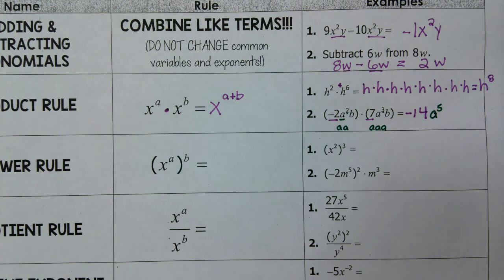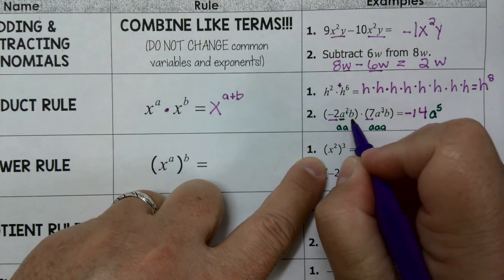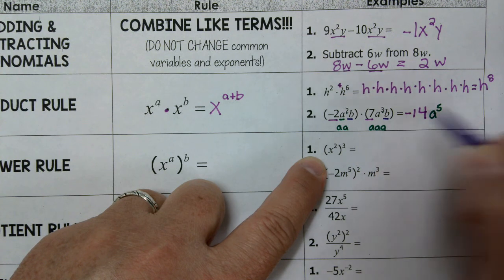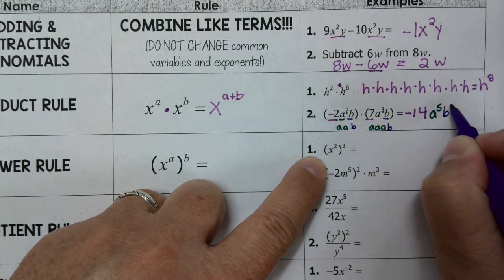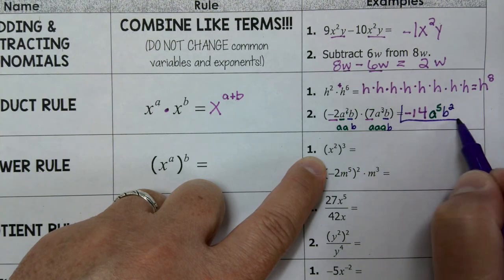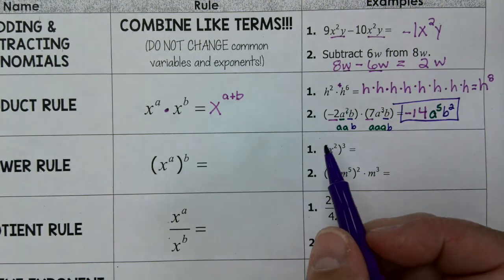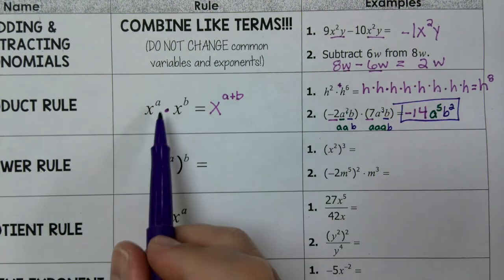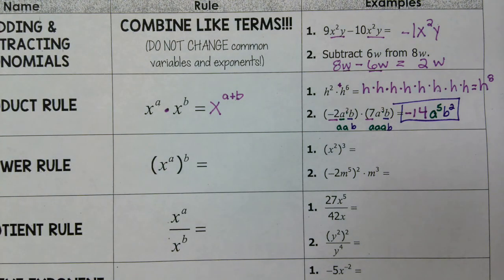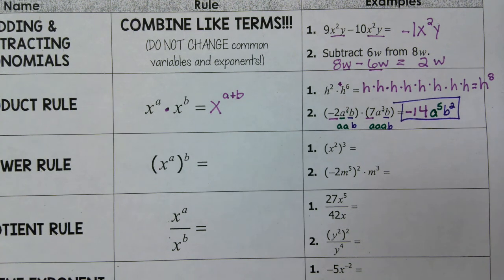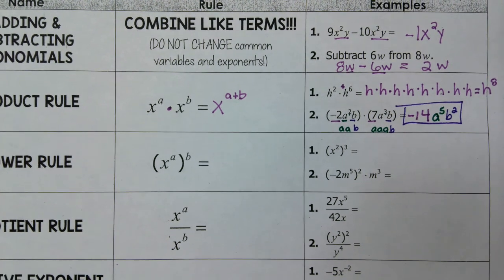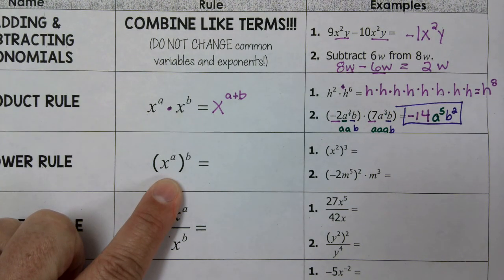And then I can look at my b's. So I have one b here and one b here. B times b is b squared. So the product rule or shortcut is that I can add my exponents together for the same base, and I can get my answer easily. The power rule.